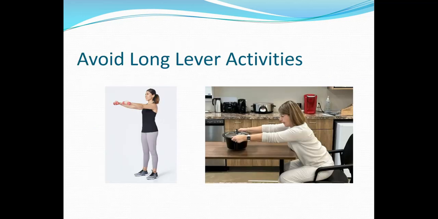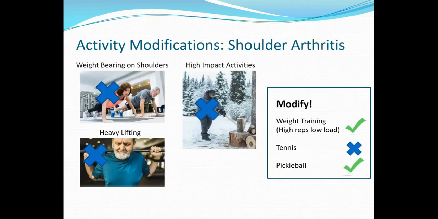Long lever positions, especially when performed against resistance when lifting objects, put significant stress on the rotator cuff and shoulder joint. It's important to avoid long lever lifting and strength exercises, for example, forward and lateral raises with dumbbells. Avoid resisted lifting, pushing or pulling with the arms outstretched away from you. If possible, try to keep loads or objects close to the body when lifting. These activity modifications are specific to people who have shoulder arthritis.